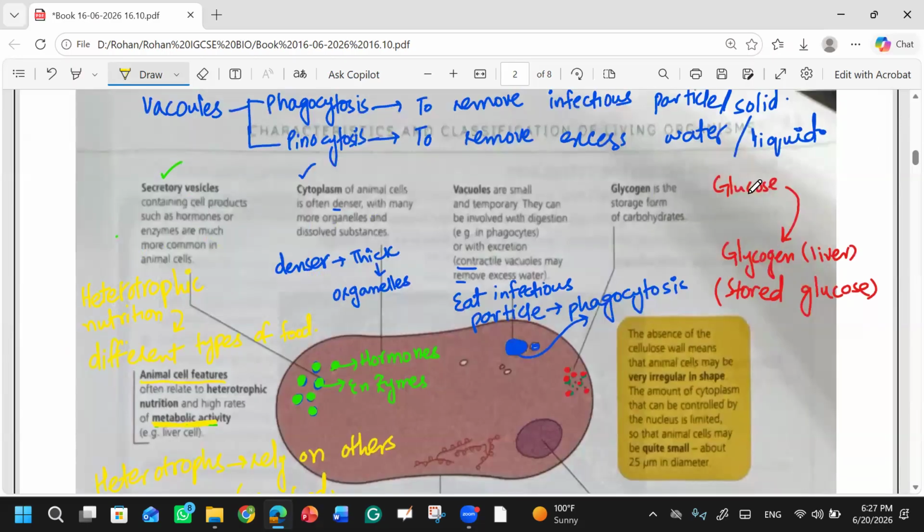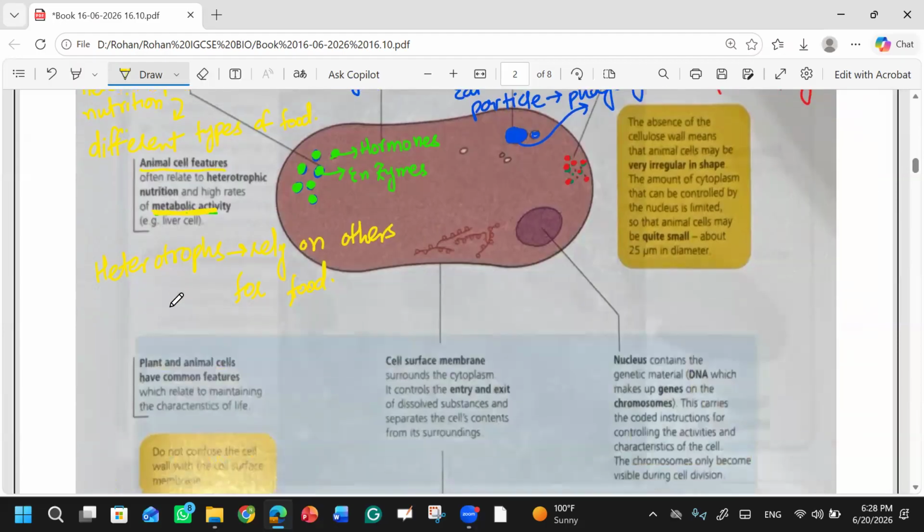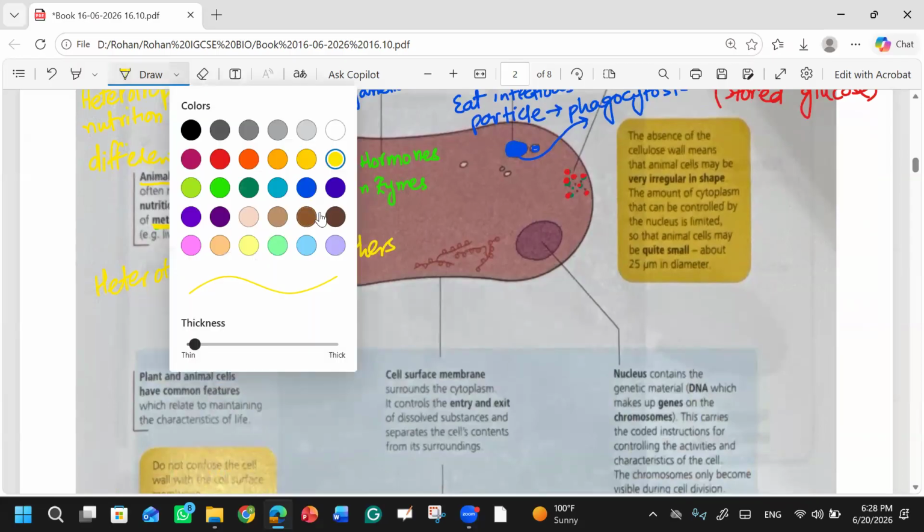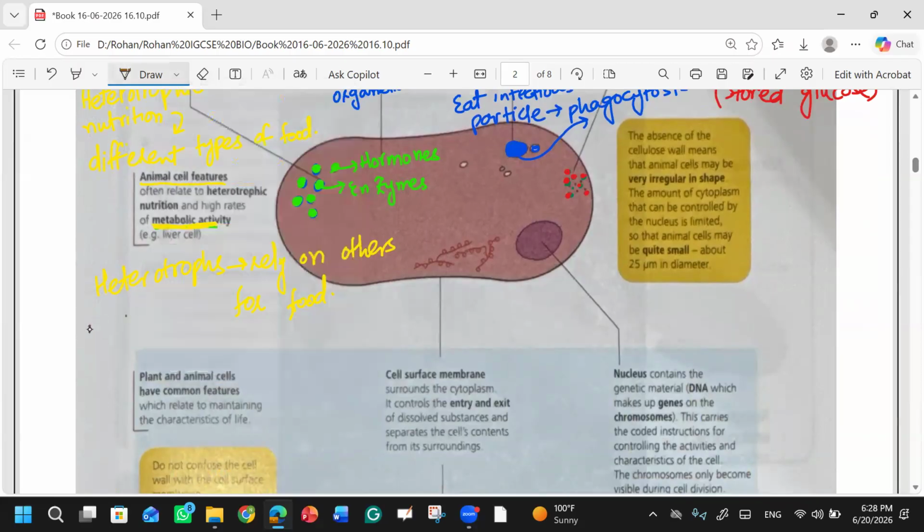Your cell cannot utilize glucose as it is. It needs to convert this glucose into ATP, right? Similarly, there are proteins. Your cell cannot rely on proteins. It needs to convert that protein into amino acids, right? And then your cell uses those amino acids. So this is known as metabolism. Metabolism means the chemical reactions which are happening in your body. That is metabolism. Clear? Yes.